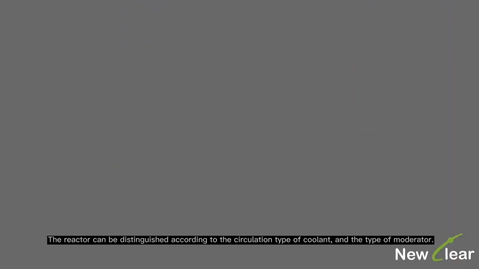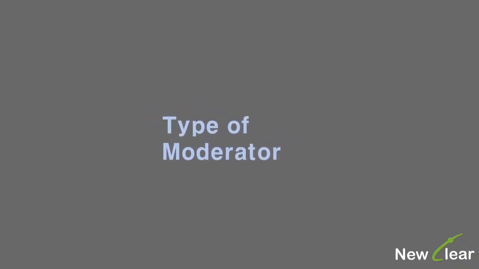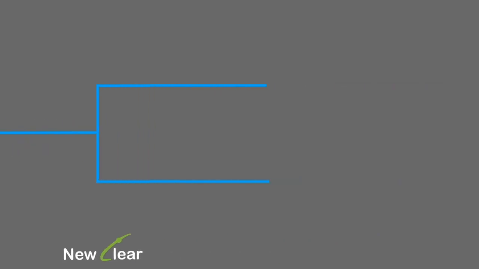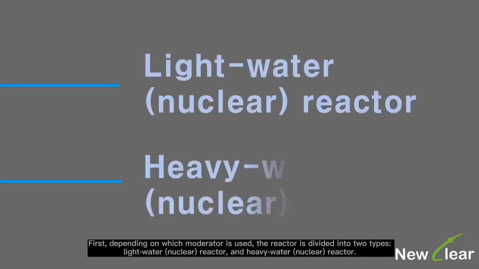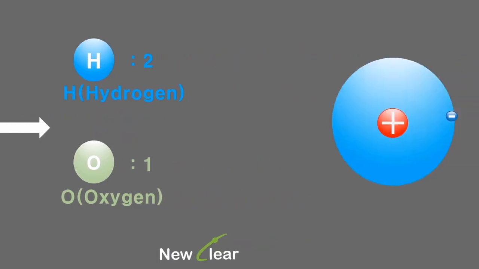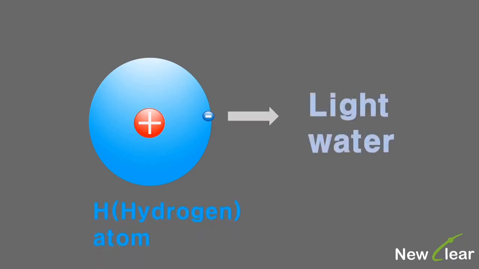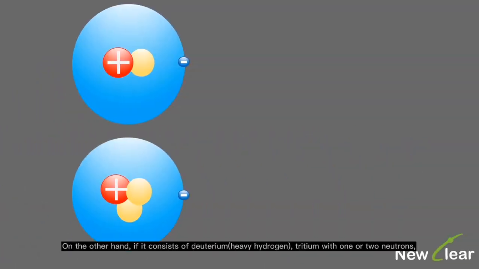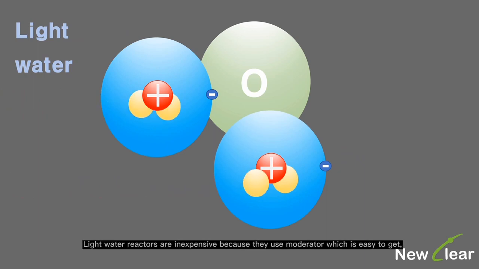The reactor can be distinguished according to the circulation type of coolant and the type of moderator. First, depending on which moderator is used, the reactor is divided into two types, light water reactor and heavy water reactor. Water consists of two hydrogen atoms and one oxygen atom in molecular formula. If the hydrogen atom that makes up the water molecule does not contain neutrons, it is called light water. On the other hand, if it consists of deuterium or tritium, with one or two neutrons, it is called heavy water. Light water reactors are inexpensive because they use a moderator which is easy to get.